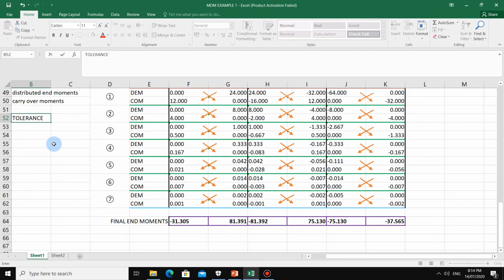Plus or minus 0.001. Okay, so this will be our magic number. Remember, to finish, the unbalanced moment must be 0 or close to 0. So our close to 0, guys, is plus or minus 0.001. Okay, so it's not yet within tolerance, so proceed to cycle 7.